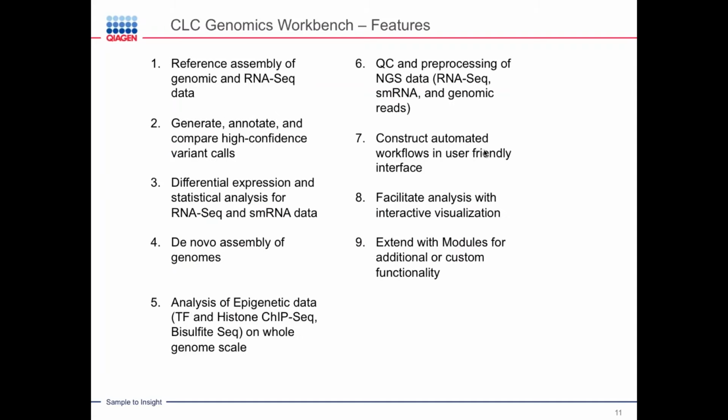So before I jump into the demo, what are the features of the workbench, what all you can achieve? You have reference assembly of genomic and RNA-seq data. You have multiple variant calling tools to generate, annotate, and compare high-confidence variant calls. You have differential expression and statistical analysis tools for RNA-seq and small RNA data. And you have de novo assembly of genomes. You have tools for analysis of epigenetic data. And then you have the QC and pre-processing of NGS tools. That is the usual adapter trimming, quality trimming. Those are QC and pre-processing tools.